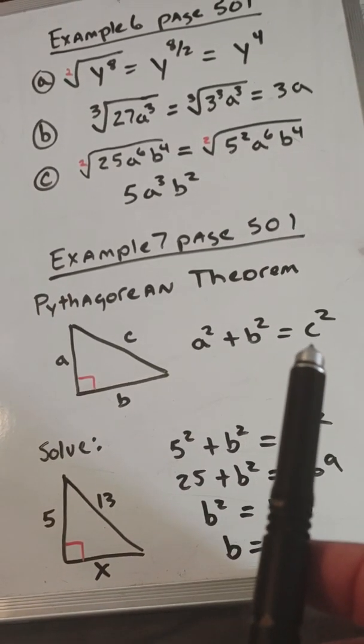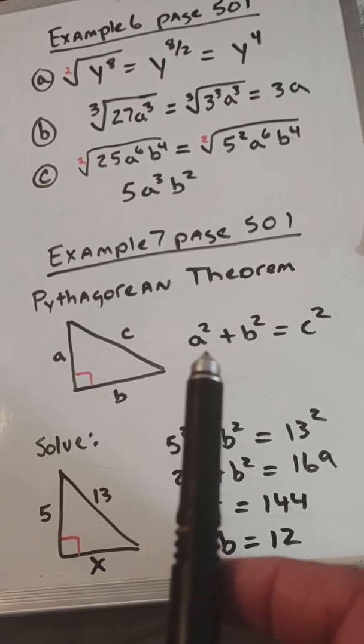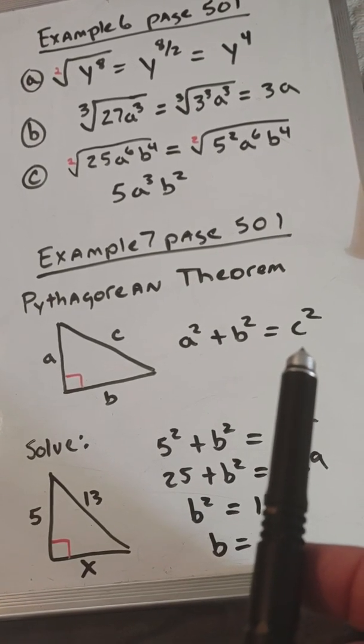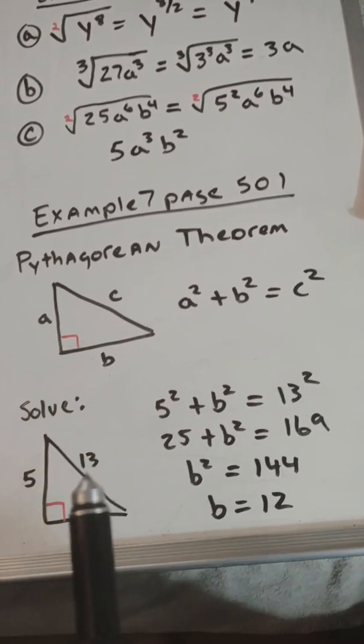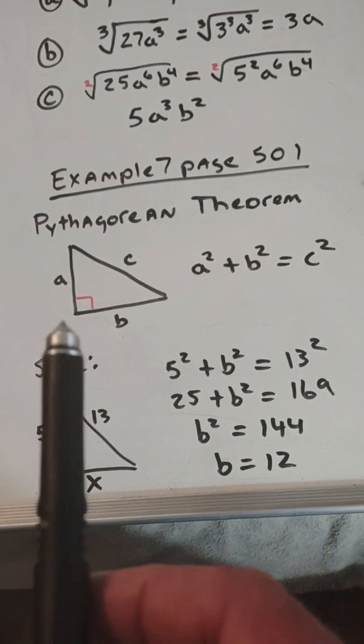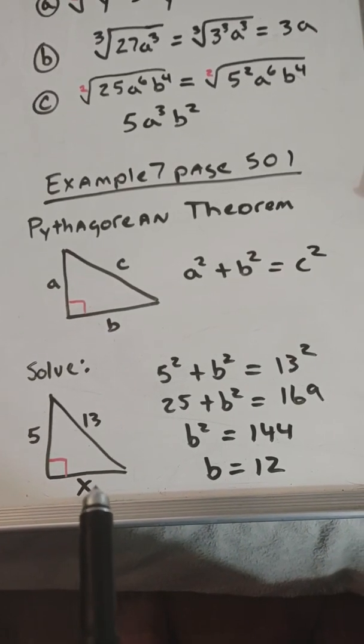If you take the larger side and put it in for c and the 2 smaller sides and put them in for a and b and square them, you should get the same number on both sides of the equal sign, which would prove that it's a right triangle. Here's the problem. It says solve. We've got 5 in for one side, a. We've got 13 in for the hypotenuse, c. We're trying to find b.